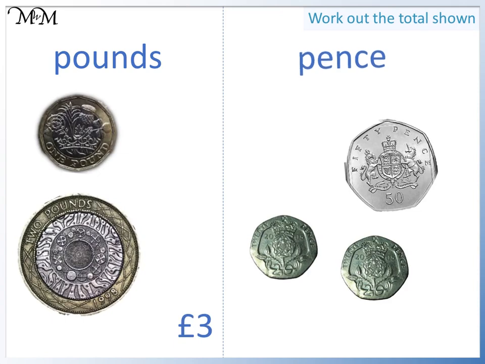Now we'll count the pence. We have 50 plus 20, which equals 70, plus 20 equals 90, so 90p. So we have £3 and 90 pence, which we write as £3.90.